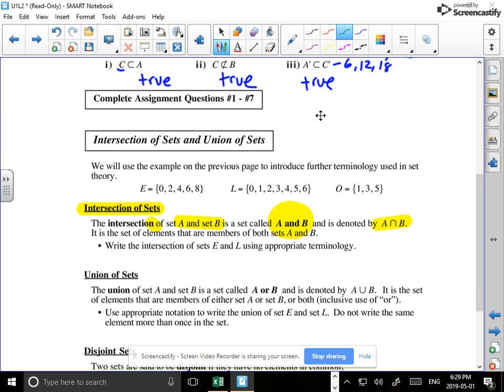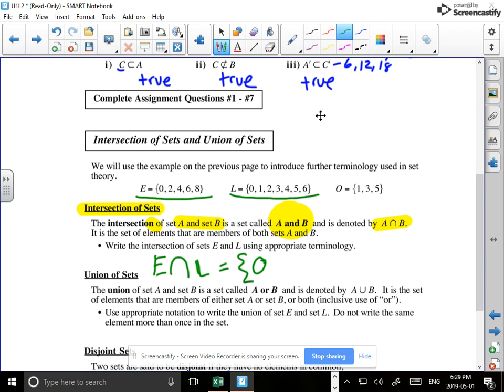So it gave us some example ones to work with. It's saying, let's write the intersection of E and L. So we are going to write down here, E intersects L. And for the answer to this one, we have to just look at which ones are in both of them.